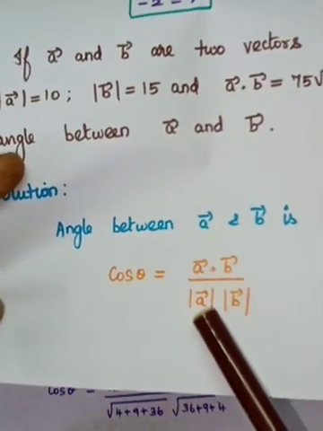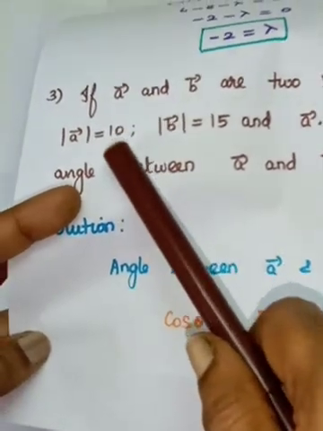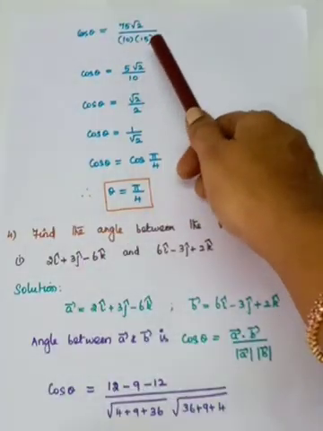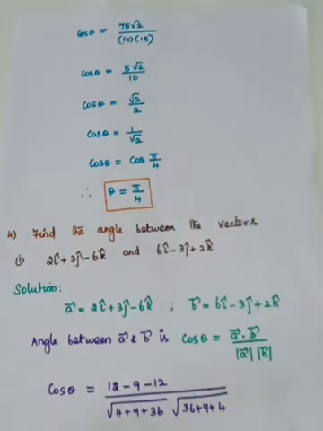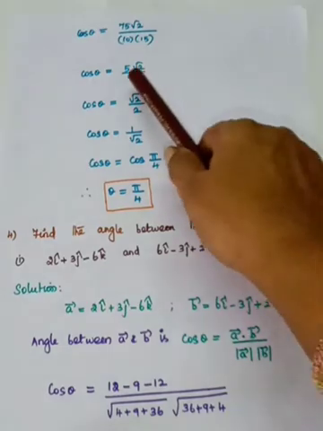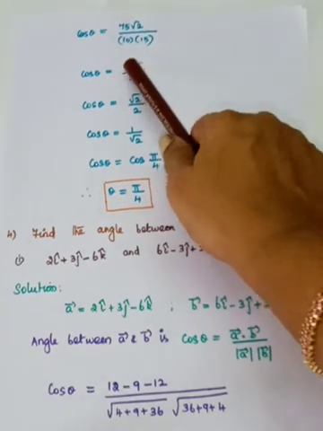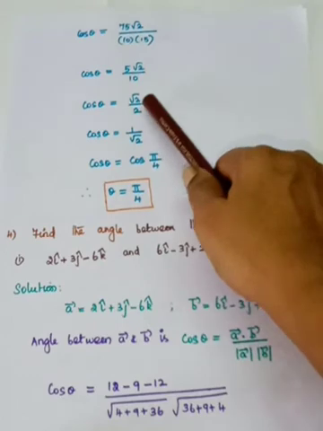In the denominator, modulus of a vector is 10 and modulus of b vector is 15. So in the denominator, 10 into 15. 15 and 75 we cancel, since 5 15s are 75. So 5 root 2 divided by 10. If you cancel 5 and 10, it is root 2 divided by 2.